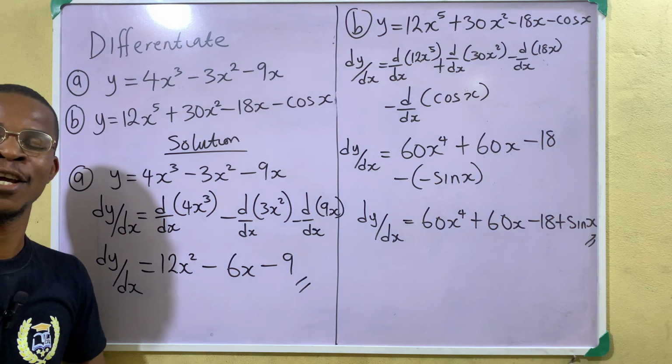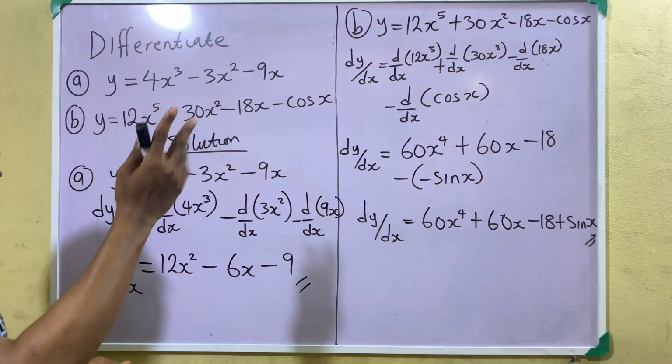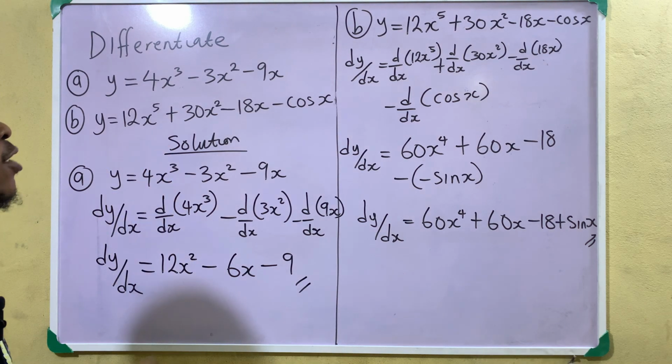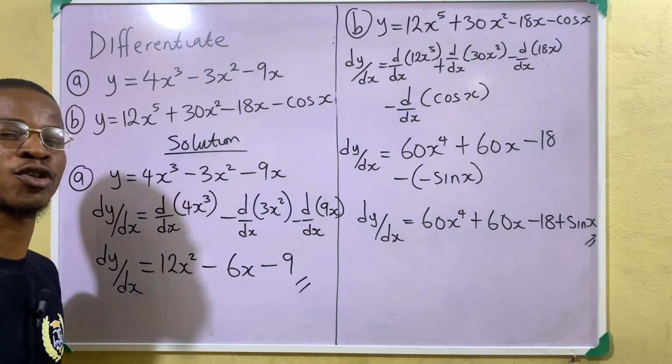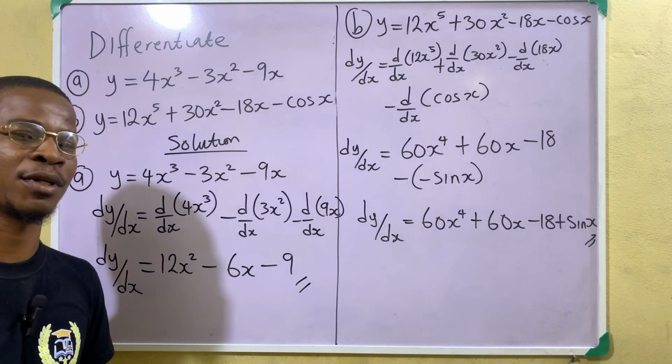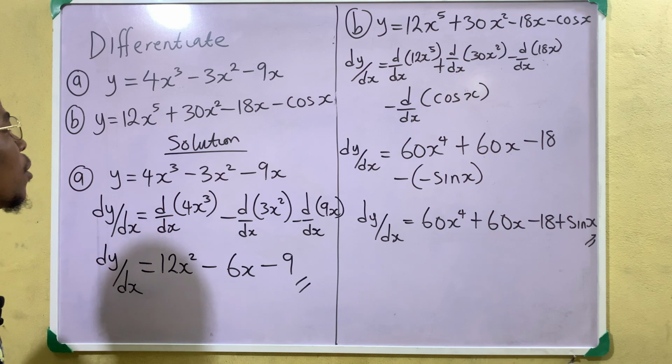Simple, right? On your own, you can just write out different values and give the index of x different values too, and try using the sum and difference rule to solve them. And maybe you can send your answer on the comment section. Let's see whether you're correct or not.